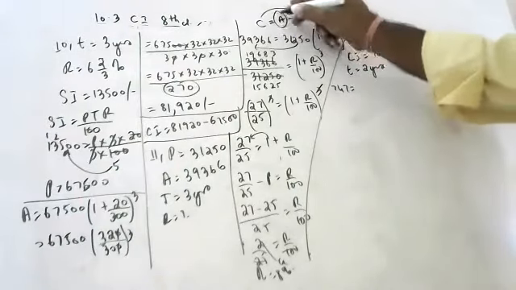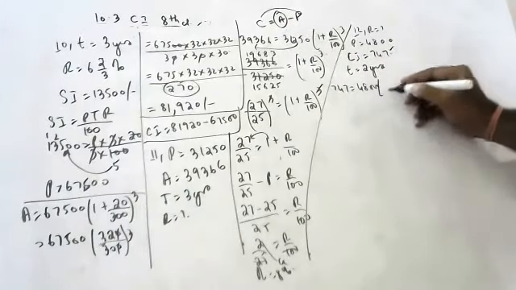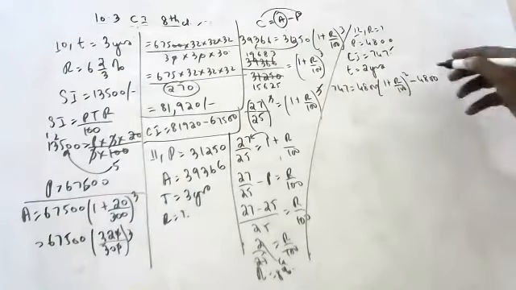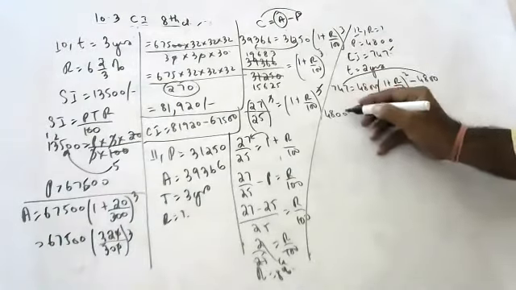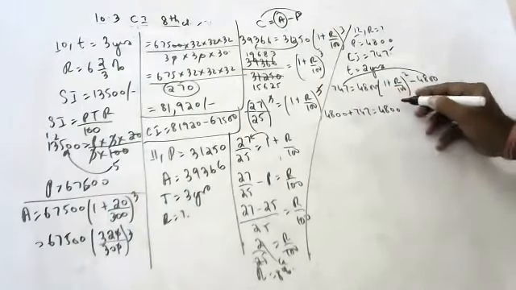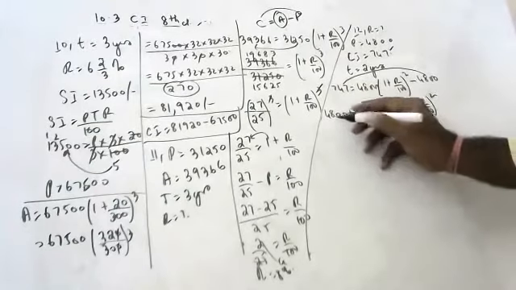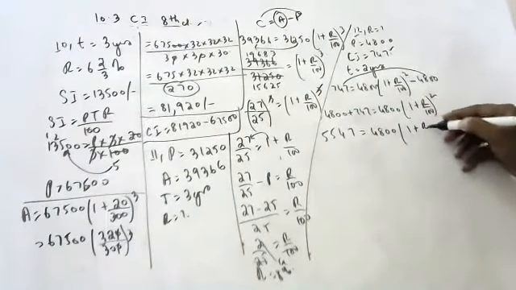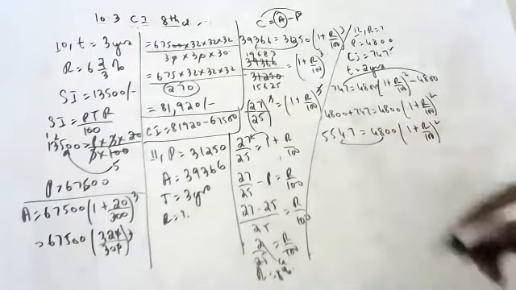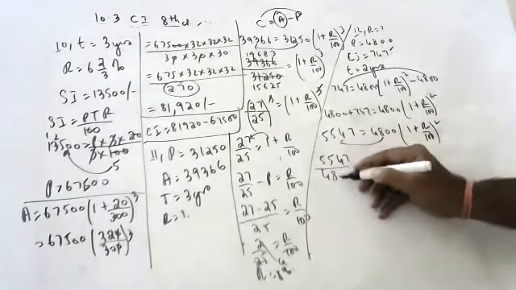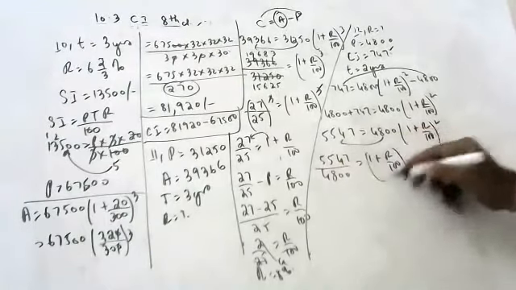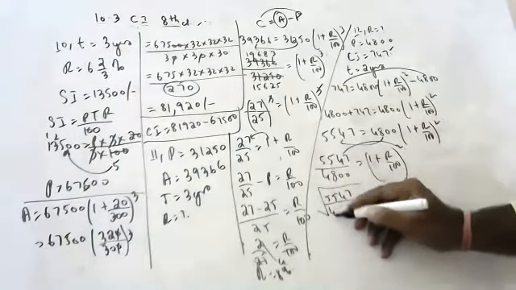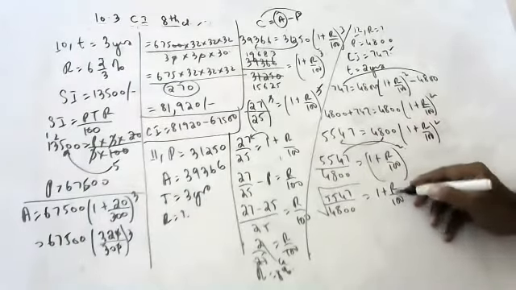Amount is 4800 into 1 plus r by 100 whole to the power n, that is 2, minus 4800. This you bring here. 4800 into 1 plus r by 100 whole square is equal to 4800 plus 747, that is 5547. So 5547 by 4800 is equal to 1 plus r by 100 whole square. The square we bring across, so it becomes root. Root of 5547 by 4800 is equal to 1 plus r by 100.